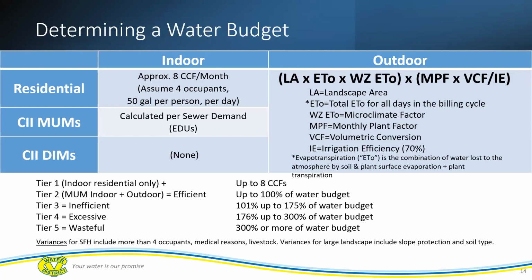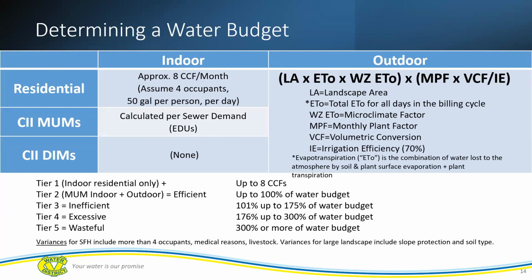This is the water budget here at CVWD. It's comprised of two components, the indoor component and the outdoor. On the indoor side, we have residential mixed use meters, and at the bottom, dedicated irrigation meters. For residential, the indoor budget component assumes 4 occupants per home at 50 gallons per person per day. That equates to approximately 8 CCF, which is our billing unit, per month or per 30 days. We provide an indoor component to those mixed use meters based on the anticipated sewer demand. And dedicated irrigation meters don't receive any indoor budget, so their budget is comprised of just the outdoor component.